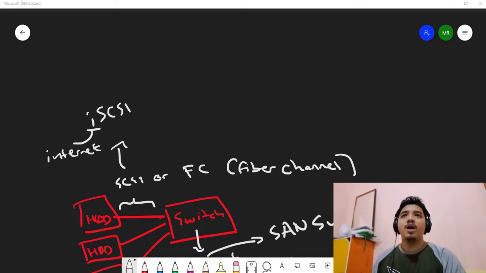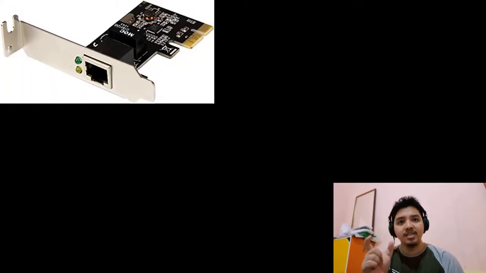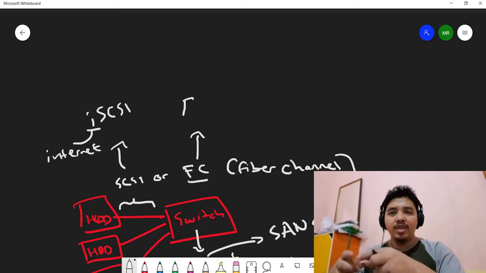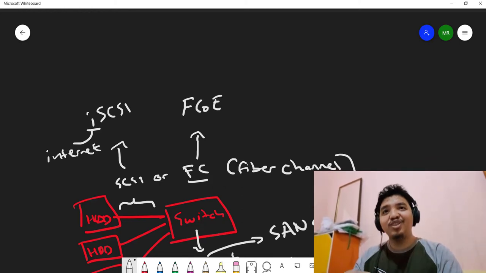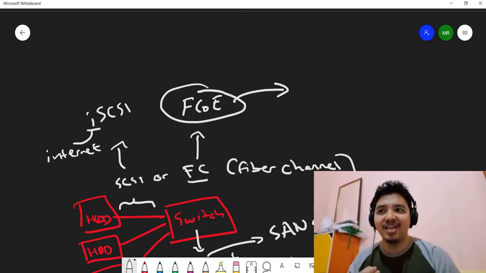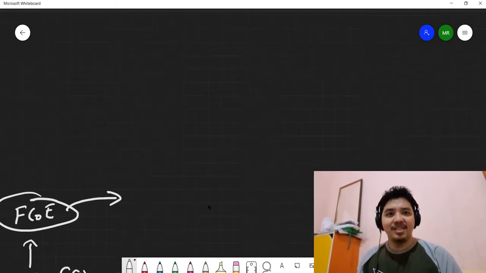Both of them require a specialized adapter that can transfer the traffic. Like Ethernet, you must have the NIC, Network Interface Card, and in the storage type, you have the HBA, Host Bus Adapter, type of network adapter. While we're talking about Fibre Channel, Fibre Channel can carry itself over Ethernet. We call it Fibre Channel over Ethernet. Is it good? Let's see.